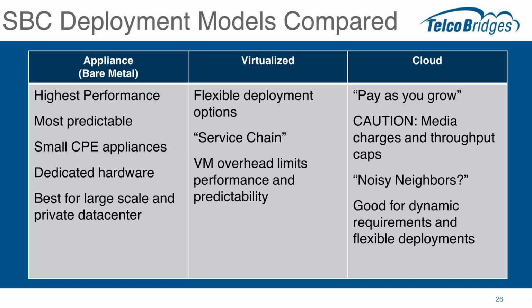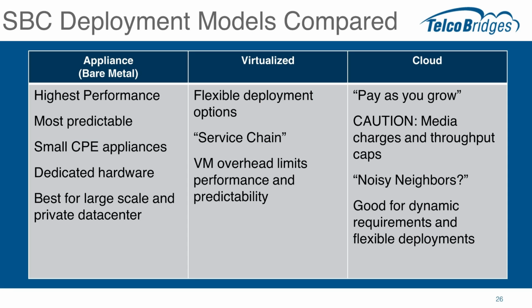So just a quick comparison between them all. The appliance, by far the highest performance. It's very predictable. You don't have to worry about your noisy neighbors or the unpredictability. You have the option of doing CPE appliances with dedicated hardware. It's great for really large scale and private data centers. If you're building out your own data center, appliances are still a very valid way of deploying these kinds of applications.